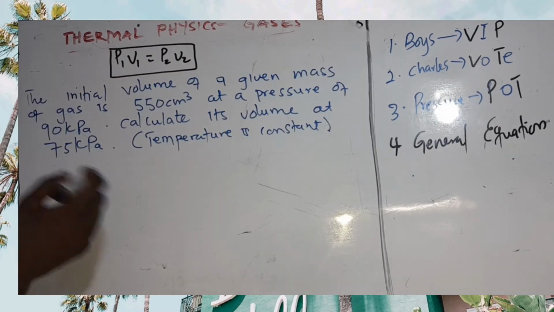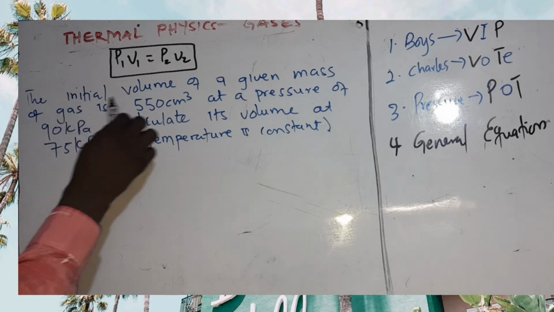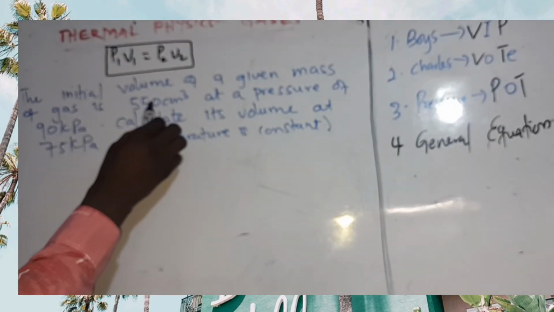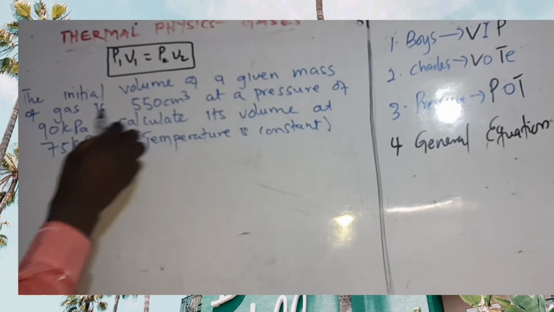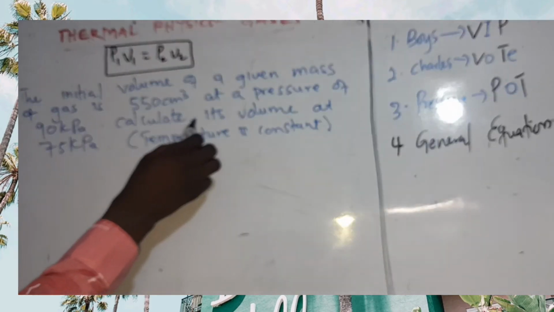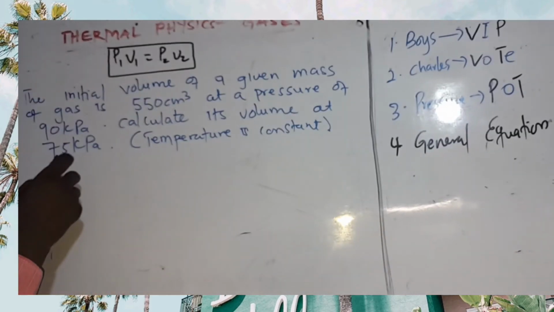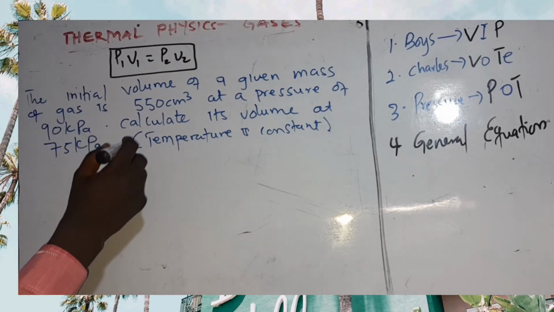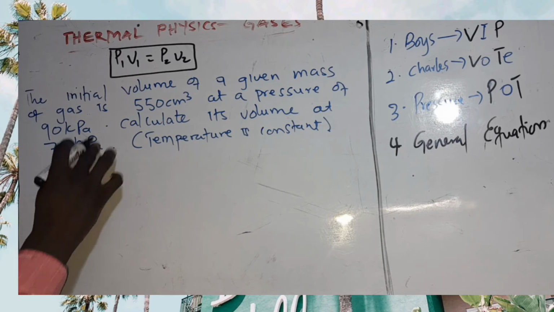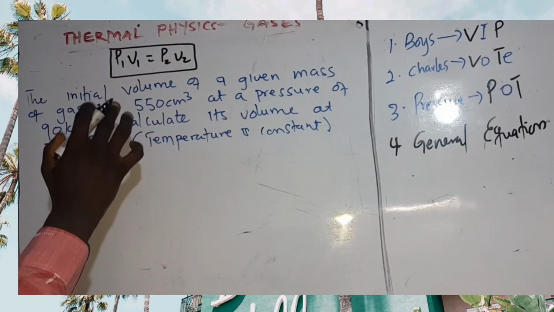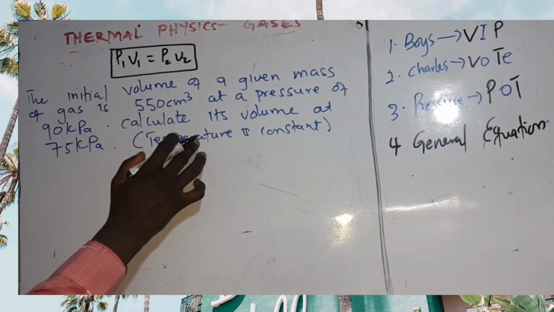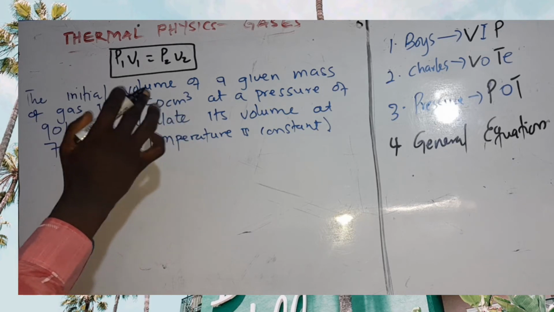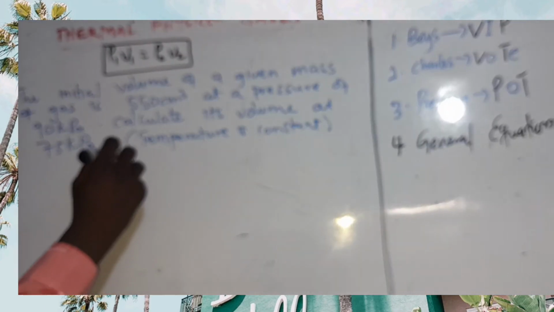All right, so let's take some questions under this particular one. They said the initial volume of a given mass of gas is 550 centimeter cube at a pressure of 90 kilopascal. Calculate its volume at 75 kilopascal. Temperature is constant. We know that it is Boyle's law where temperature is constant. They won't tell you to use Boyle's law, but we know because we are relating volume and pressure here. It is Boyle's law that relates volume and pressure at constant temperature.